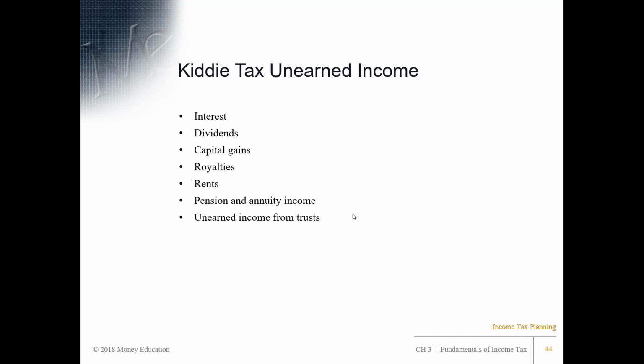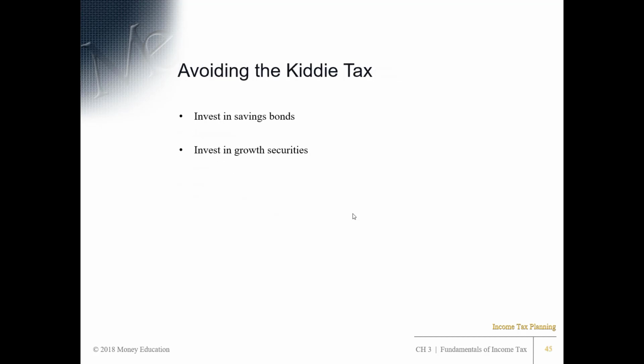So what is unearned income? It's interest, dividends, capital gains, royalties, rents, pension and annuity, and unearned income from a trust. What they don't want parents doing is putting passive income in the child's name so that they can avoid paying taxes at their personal rates. So they've made it very expensive to put this type of income in your children's name. Avoid investing in savings bonds and invest in growth securities. So what's a tax strategy on this? If you do have money that you're putting in your children's name, put it in something else that's not going to pay immediate interest and dividends that would be taxable. So put it in growth securities, so that all of that would remain inside the portfolio instead of paying out interest and dividends.